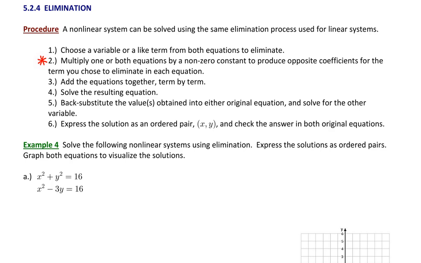Number four, once we diagnose what type of equation it is, we can apply the appropriate method to solve it. That's going to give us the answer for one variable. Then number five, back substitute the value or values obtained into either original equation and solve for the other variable. And then we have it. Our solution will be an ordered pair or ordered pairs, and we can always check that by substitution in the original equations.